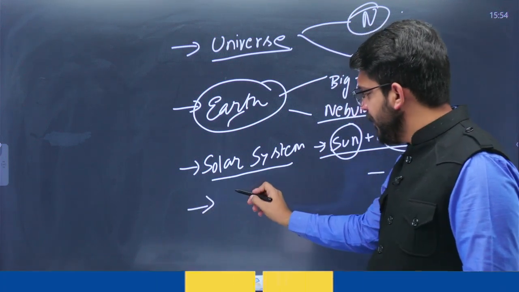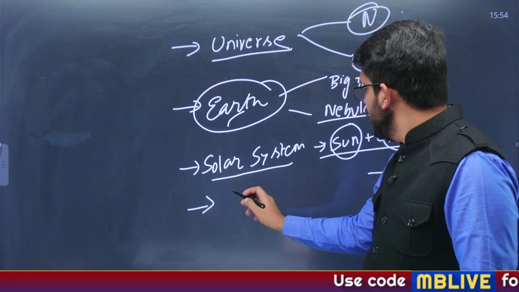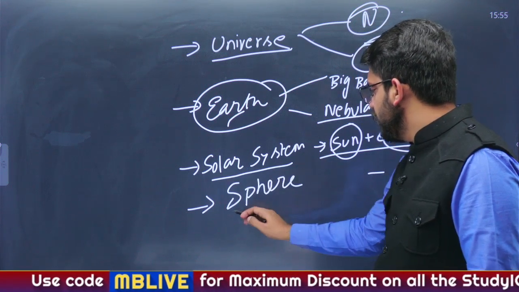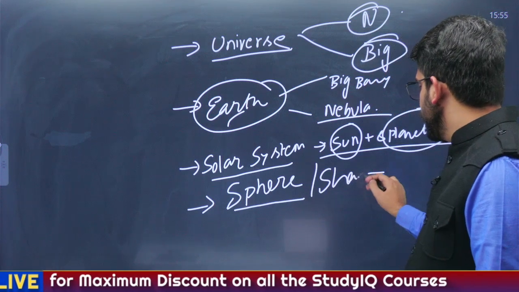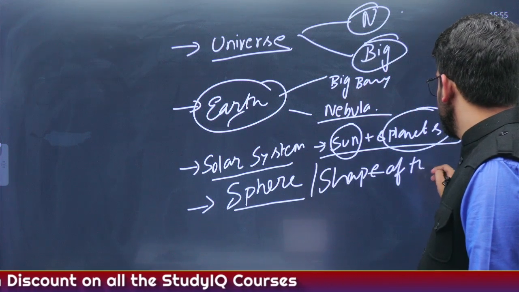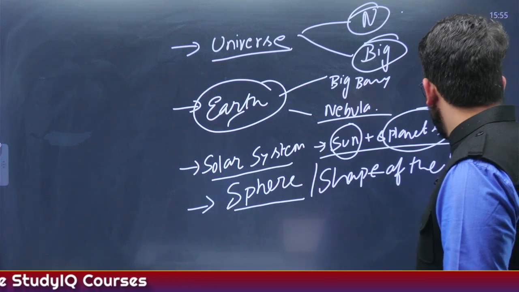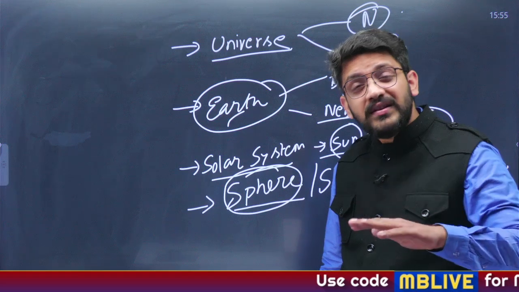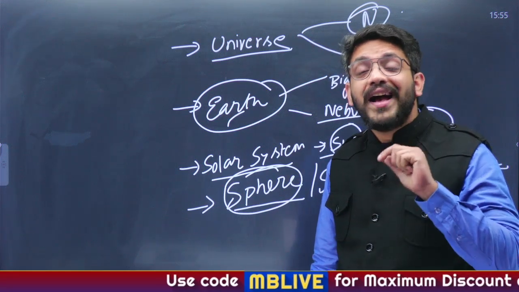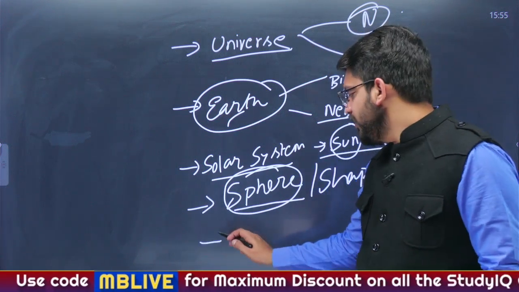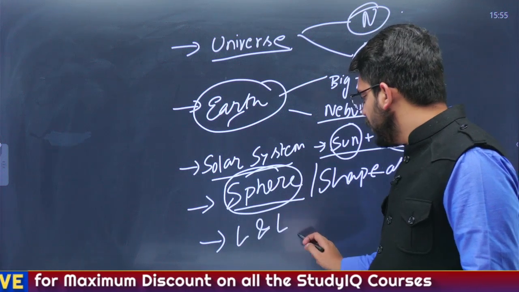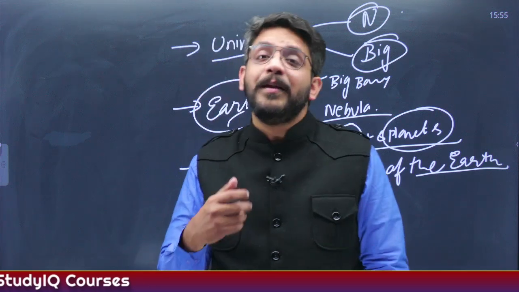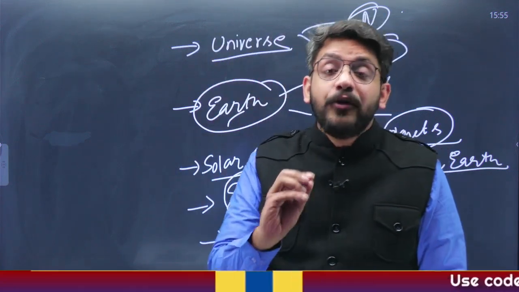Then we have studied about the shape of the earth, and we have also given the evidences to prove that earth is having a shape which resembles a sphere, or the exact term is a geoid. Then we have come to know about two things, that is latitude and longitude. These are imaginary lines as well as their angular distance.